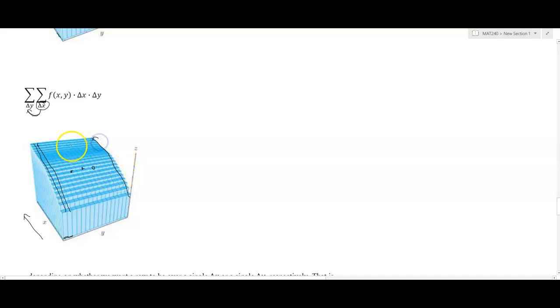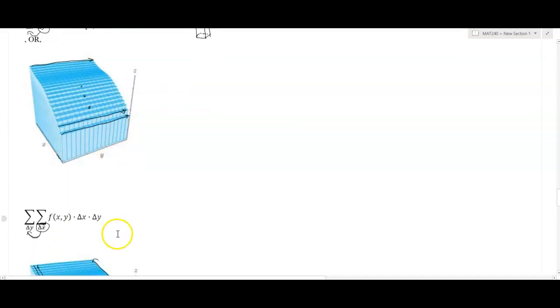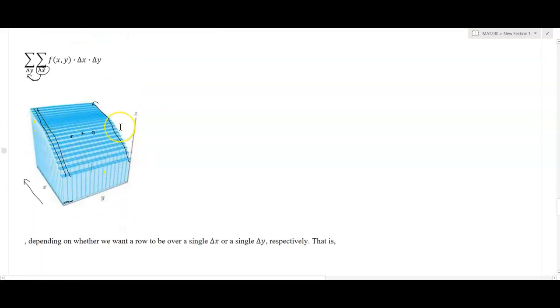There we go. And so once we add those up, that will take care of this sum. But the important part to note is if I added the volumes in this order versus if I added the volumes in this order, I would get exactly the same answer. So the order in which you add those volumes is not important.